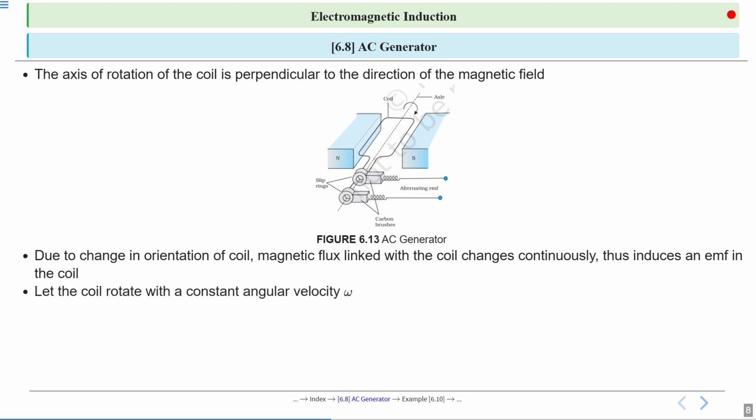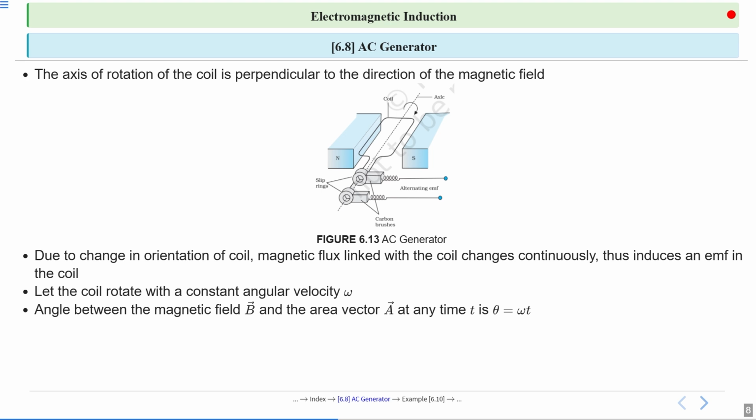Let the coil rotate with constant angular velocity. So let's suppose that the coil is initially perpendicular to the magnetic field lines, and it is rotating with constant angular velocity omega. There is no angular acceleration. It is rotating with constant angular velocity omega.